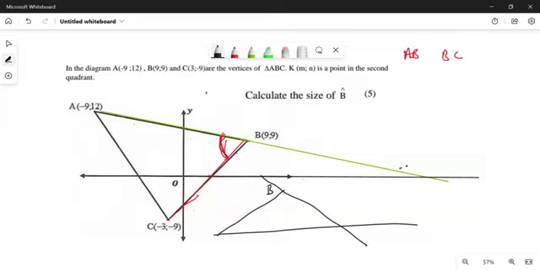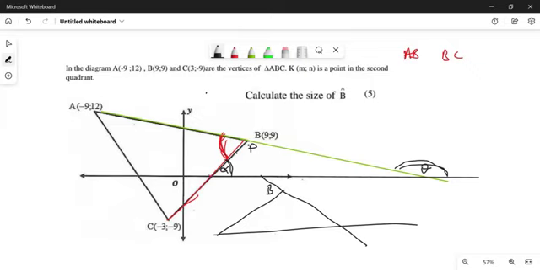Here, there's an angle between the green line and the x-axis, and we'll call this one an angle of inclination. There's also an angle between the red line and the x-axis, and we'll call this one an angle of inclination. Since they didn't say anything about them, we'll give them names. Let me call this one alpha, this one theta, and this one P. I'm looking for this angle here.